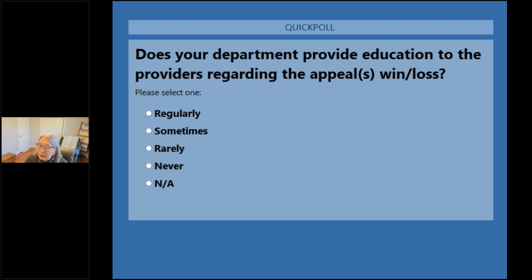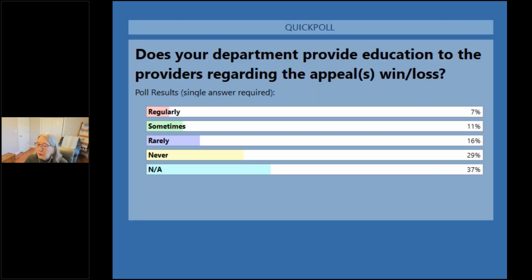Interesting. Okay, let's close that one out. Share the results. This is really interesting. You guys are very stingy. You're not sharing. 30% never share. Okay. Really interesting results. All right, let's hide.